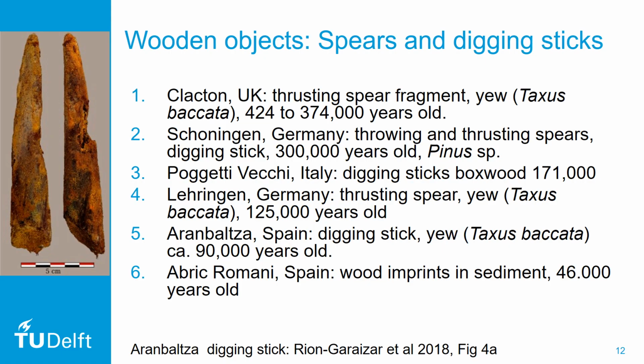Now, Schöningen in Germany is not the only site from where we know these wooden objects. We have them from the UK, but also from Spain and Italy. They are similar in the sense that they are all long sticks.